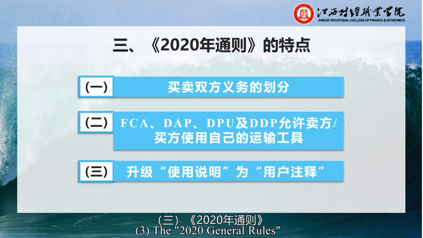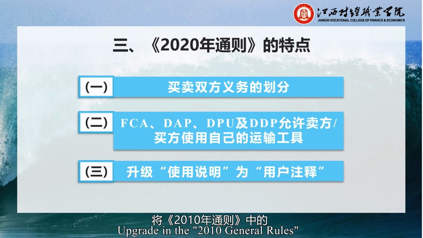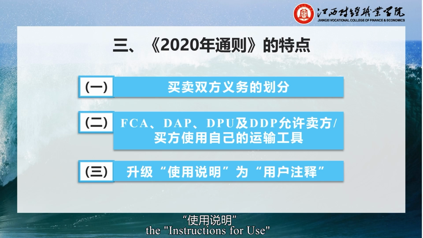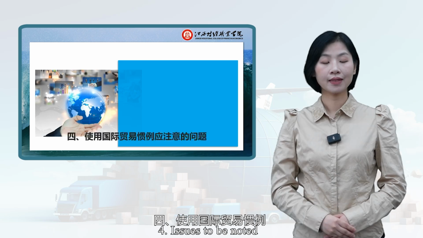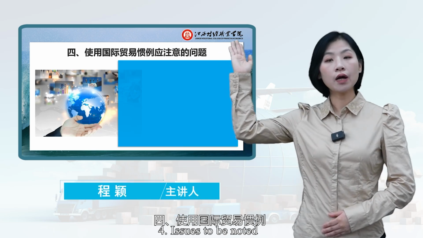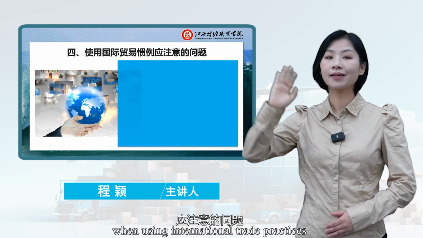Third, the 2020 General Rules upgrade the instructions for use in the 2010 General Rules to user notes, which clarify the basic principles of each term, precautions, possible problems in actual business, and handling measures for these. It is beneficial for both parties to choose trade terms more accurately and quickly, and provides specific solutions for contract execution.